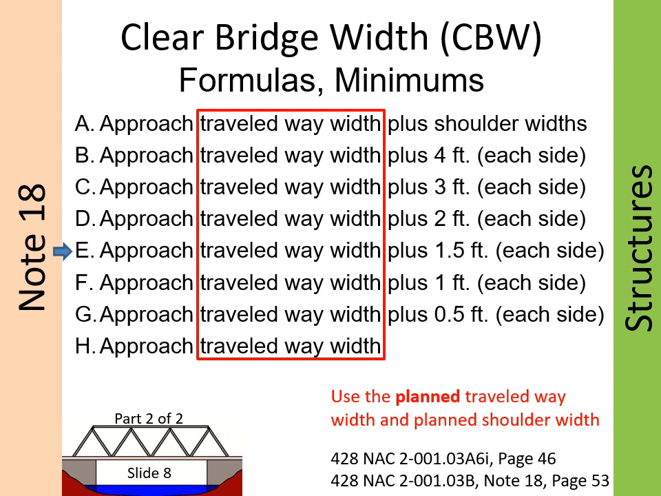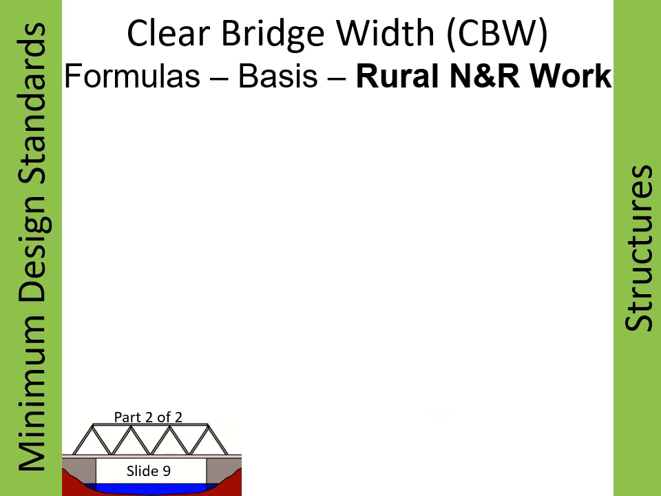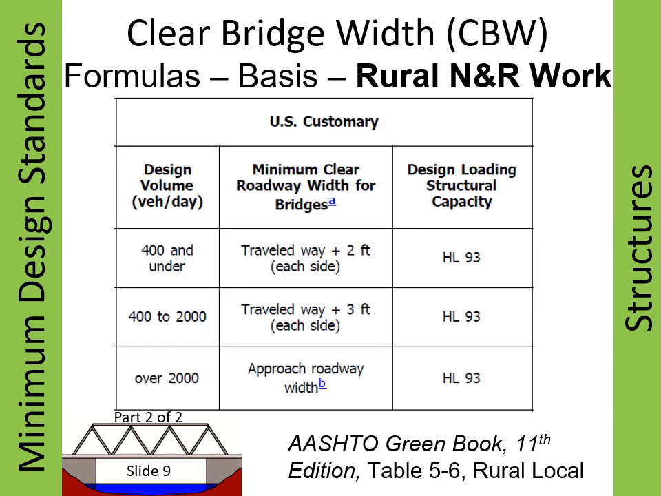Finally, just a note that formulas E and G apply mainly to bridges using urban area standards. For new and reconstructed work, the clear bridge width is based on formulas in the AASHTO Green Book. This slide shows one of the tables from the AASHTO Green Book as an example. In this slide, the appropriate formulas from Note 18 are indicated on the right side. You will notice that for rural bridges, the AASHTO Green Book does not go less than 2 feet each side plus the traveled way width.